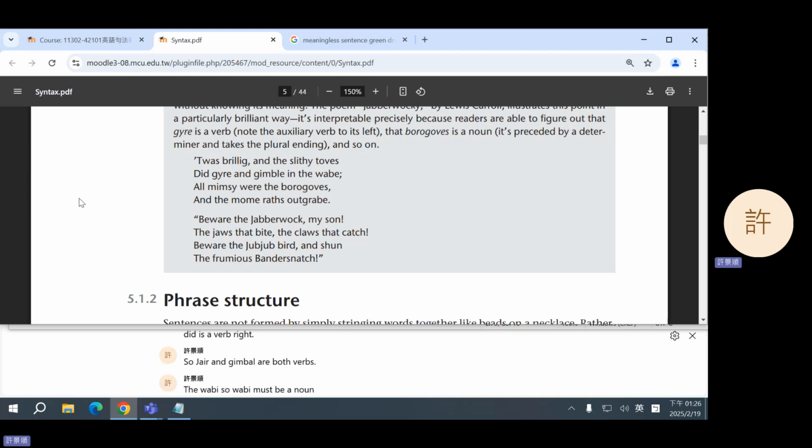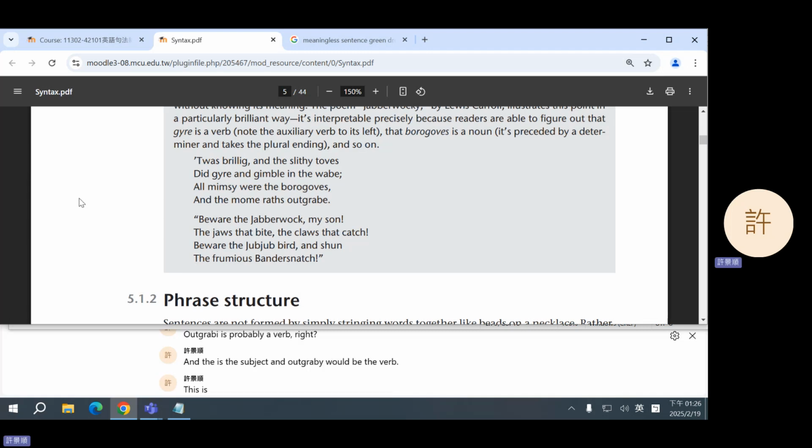All mimsy were the borogoves. Mimsy must be an adjective. The borogoves, borogoves is a noun. And the mome raths outgrabe. So again, the, right? Raths is probably a noun. Mome is an adjective. Outgrabe is probably a verb, right? And the raths is the subject and outgrabe would be the verb.